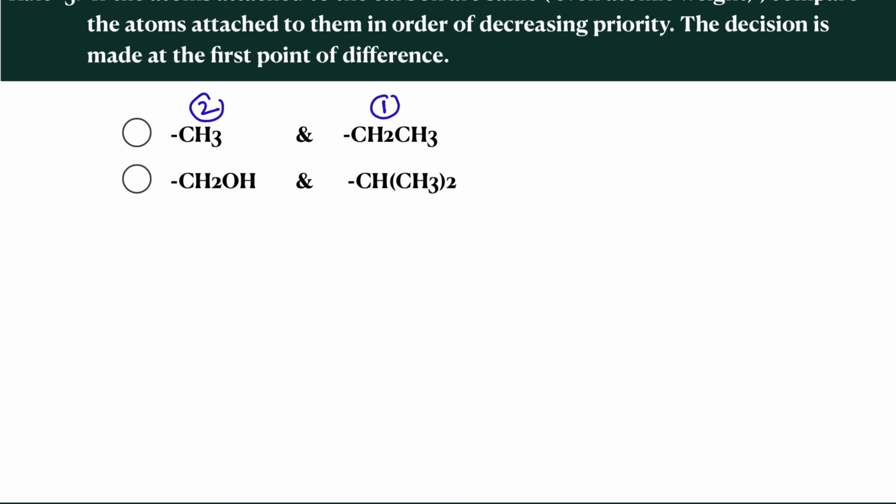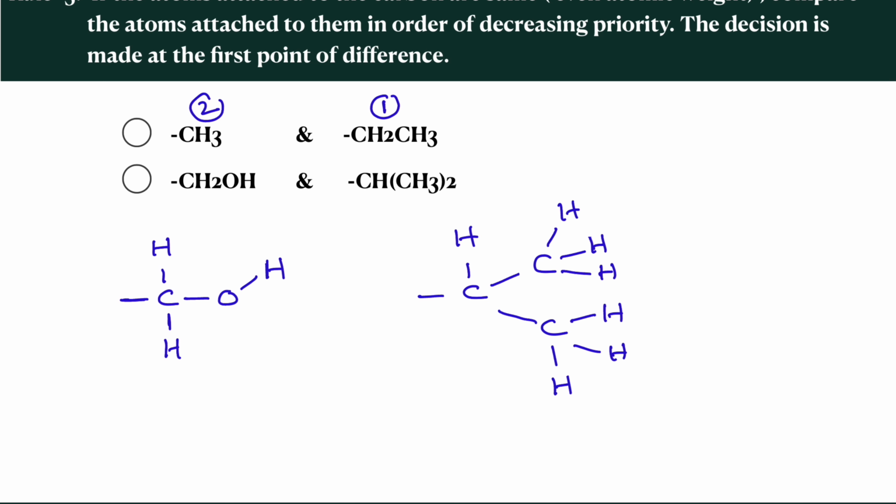Another example you can see, CH2OH, and isopropyl group. To avoid confusion, here the first atom is carbon, the first atom is carbon, so let me encircle that first atom. If the atoms attached to the carbon are the same, compare the atoms attached to them in decreasing order of priority. Here what are the atoms attached to carbon? Hydrogen, oxygen, hydrogen. Here hydrogen, carbon, carbon.